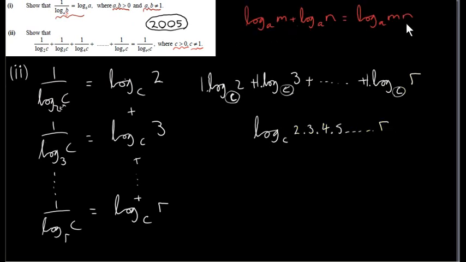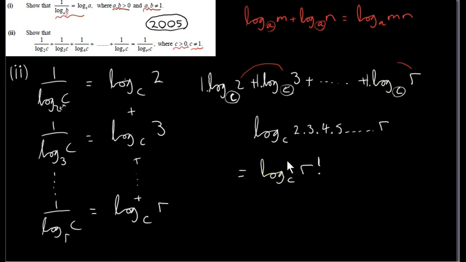So we're just using this rule here that I proved in an earlier video, where the bases are the same and we're adding the log terms, we just multiply m by n. We can imagine extending this rule to more than 2 log terms, as we have here. We just multiply all the arguments together as far as r. But 2 times 3 times 4 as far as r is just r factorial.